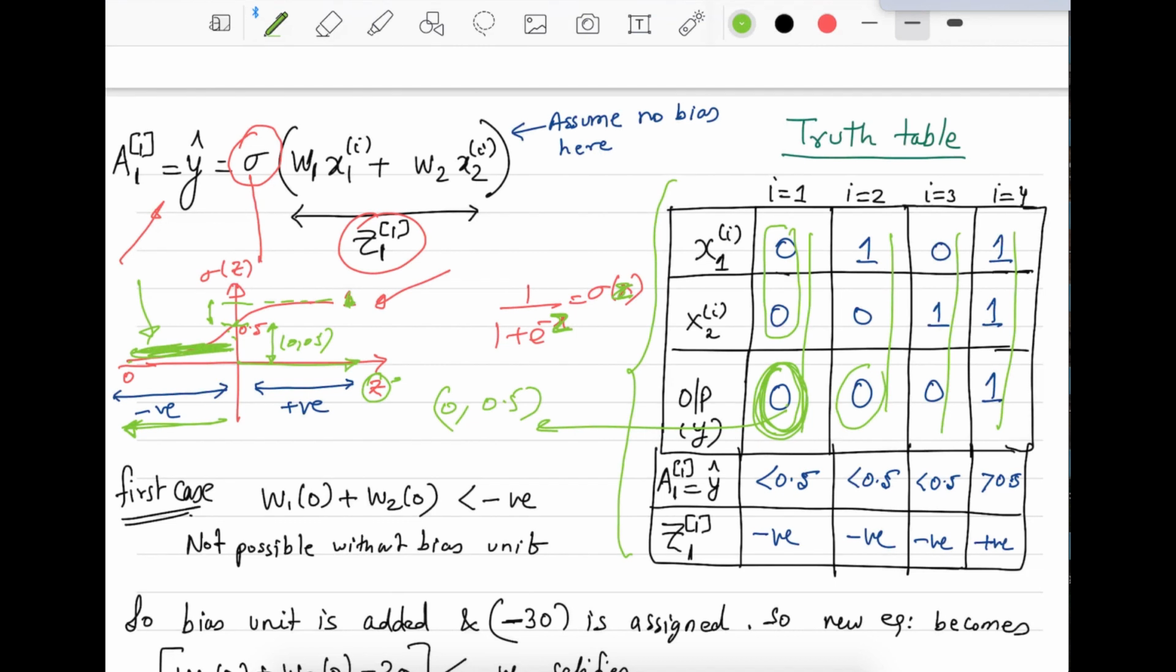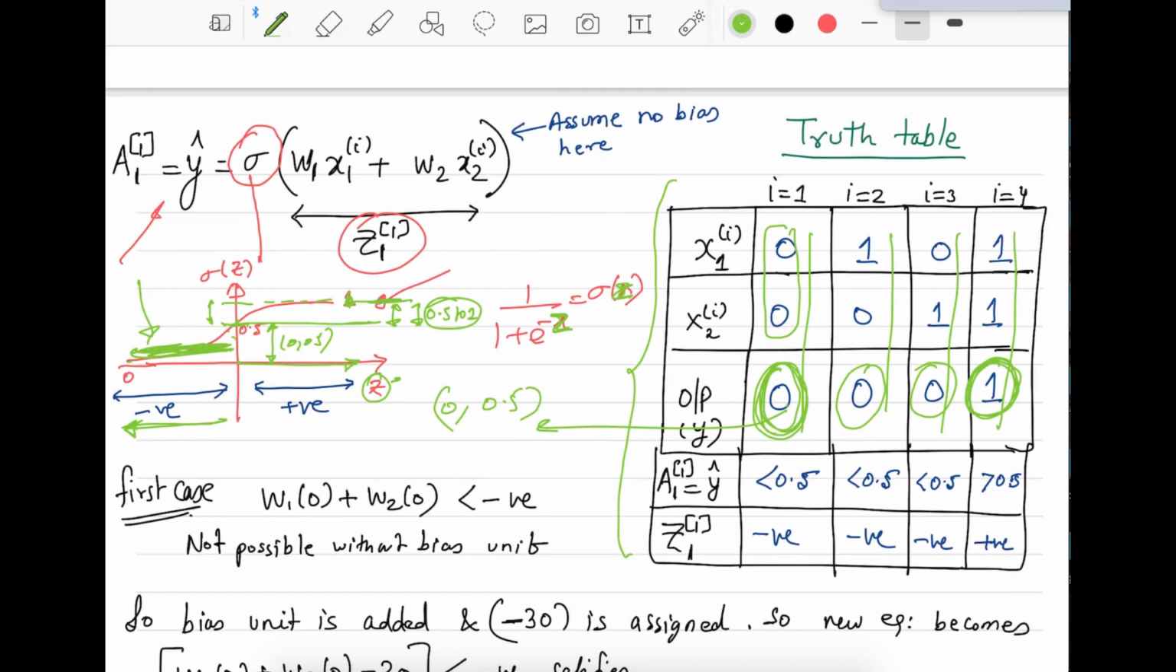So same for this and same for this. But for this case, it is saying the output is 1. That means you are somewhere lying between 0.5 and 1. So it has to be somewhere between 0.5 and 1.